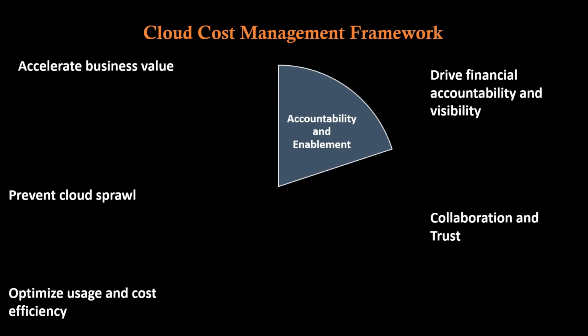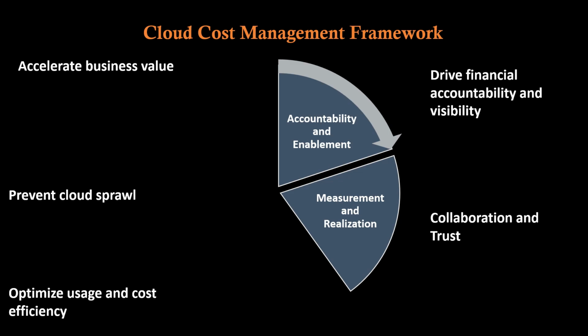Number one is accountability and enablement. This pillar focuses on establishing centralized cross-functional teams, including engineering, architecture, finance, operations, and app owners to establish governance and set standards for managing cloud spend.